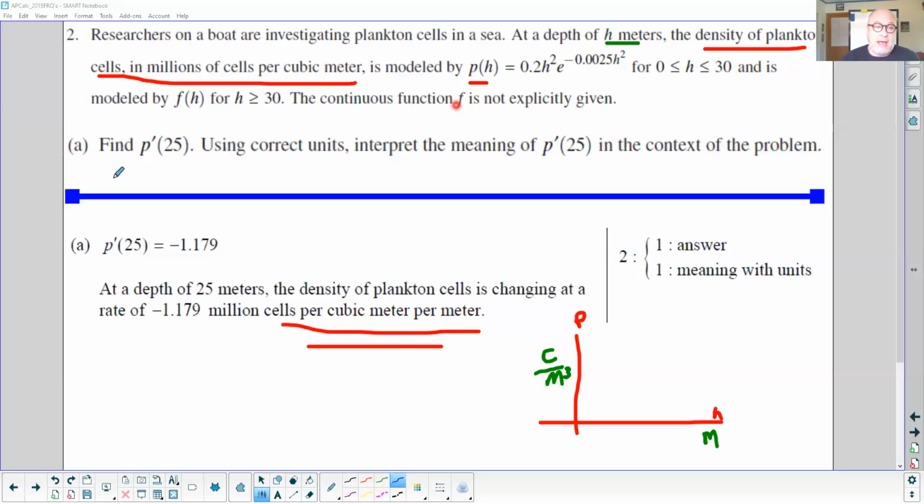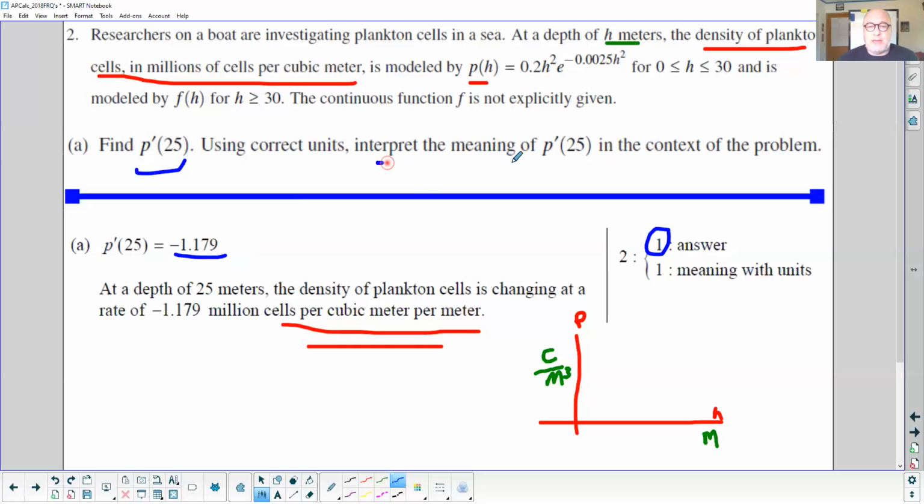Okay, so now, the first part, pretty easy. Just find the derivative of P. This is P, find the derivative. This one here, I would just plug into my calculator. You can try to use product rule with chain rule if you want to. It's not exceptionally difficult, but it's so much easier in the calculator. And we just care about the answer here. So the answer is negative 1.179.